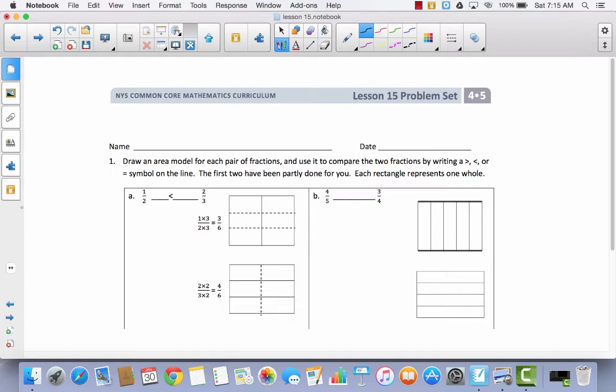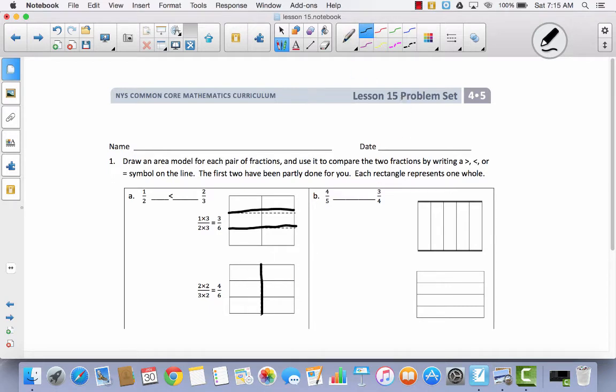Each rectangle represents one whole. So let's take a look at A. They've already told us that 1/2 is less than 2/3. And you can see what they did. They took a half and they partitioned it into 3 parts to make 6ths, and then they took thirds and they partitioned them in half to make 6ths.